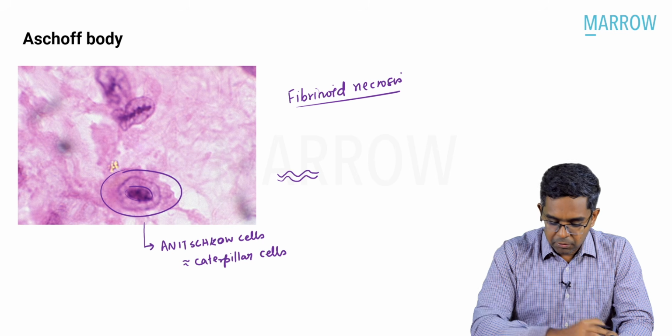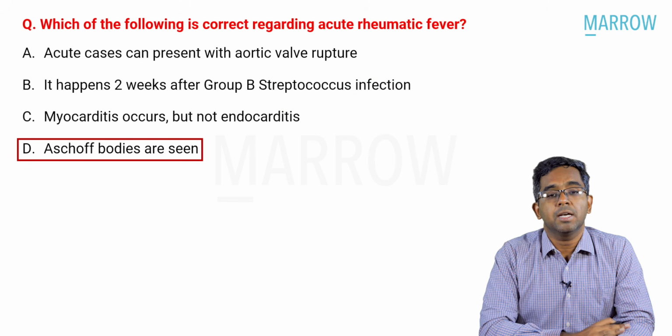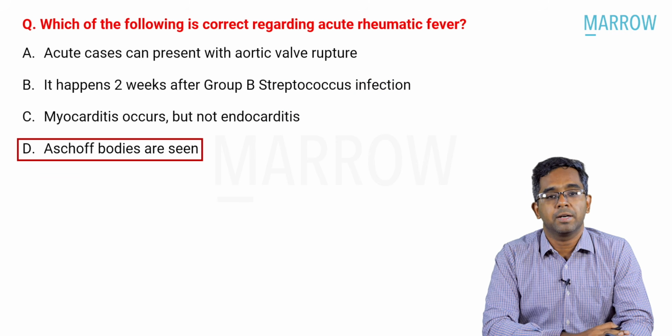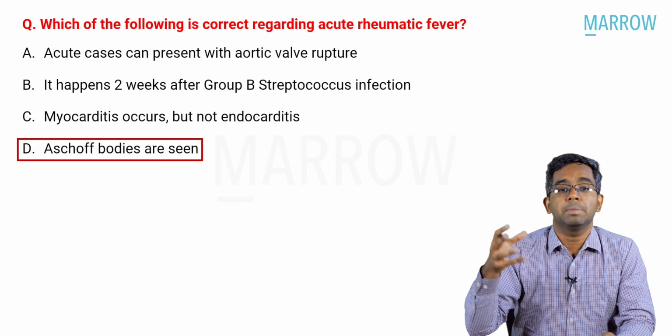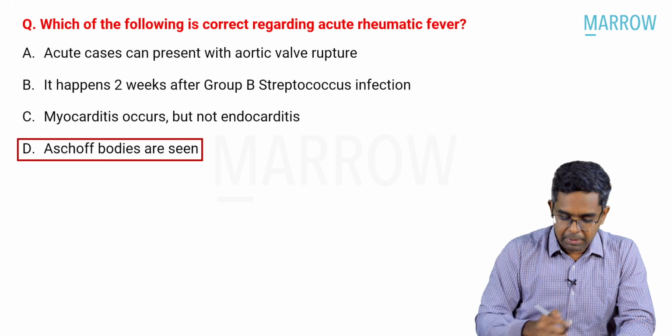So the clear answer for our particular question is option D. Aschoff bodies are seen is a correct statement regarding acute rheumatic fever. So this is one question where you have to integrate your pathology knowledge and apply it.